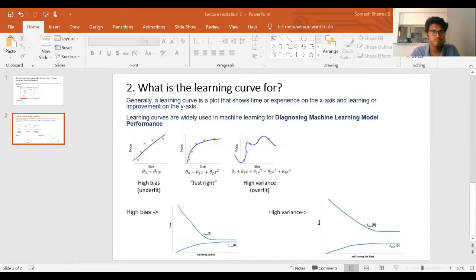That is what we want. And the third one is overfit, so that is a high variance. So how do we find that underfit and overfit from the graph?